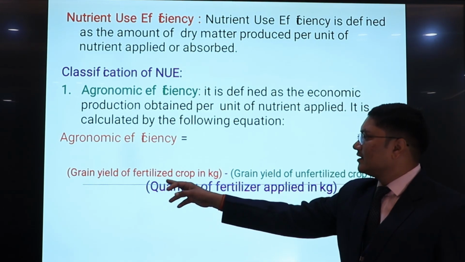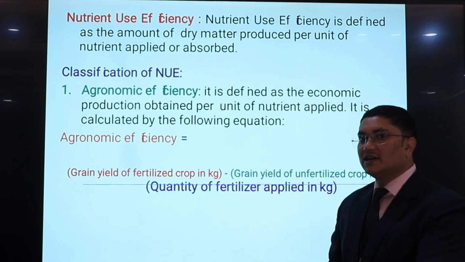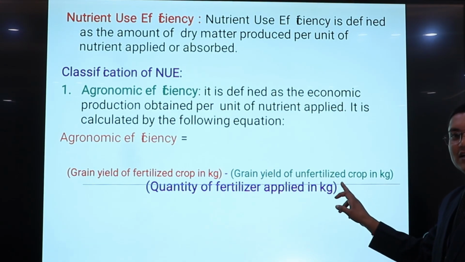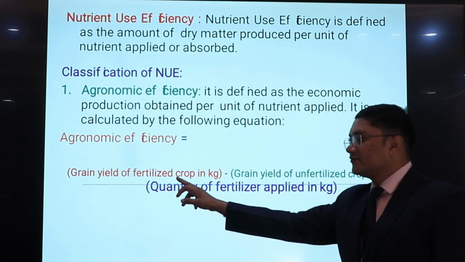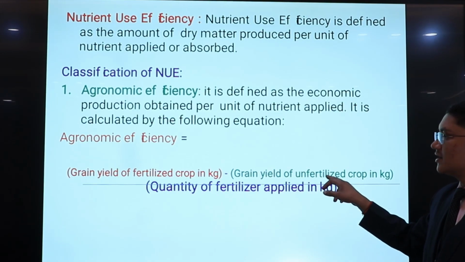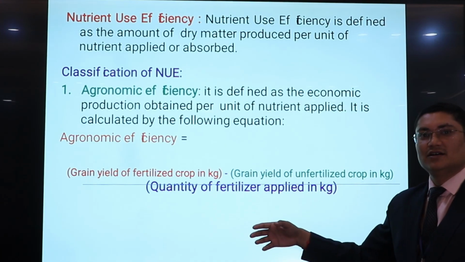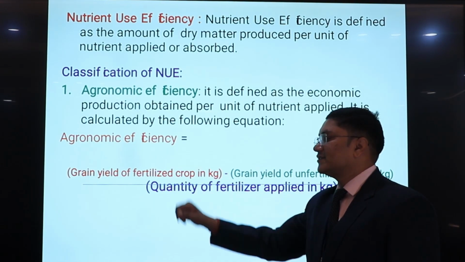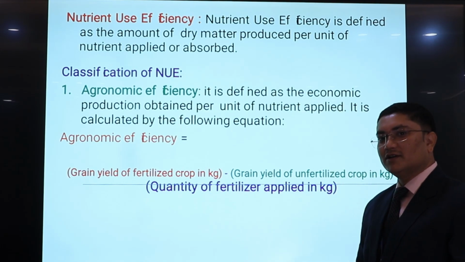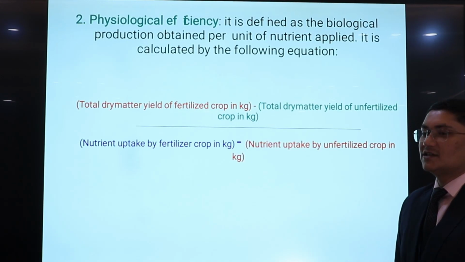So how much grain yield is produced by the field where we have applied the fertilizers, and we take another field where we have not used any kind of fertilizers. We take the grain production from the fertilized crop minus the grain production from the unfertilized crop and divide by how much fertilizer was applied in kilograms. So we divide and we get the agronomic efficiency, and we can also get how much quantity is required for that agronomic produce.